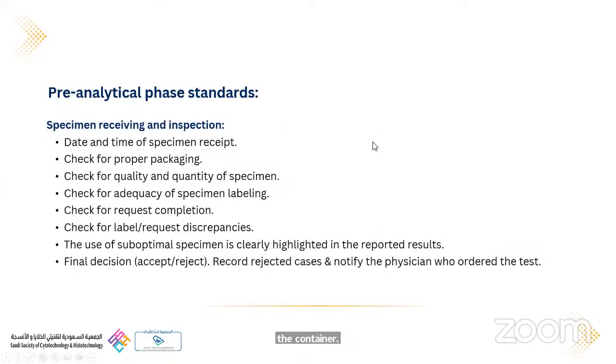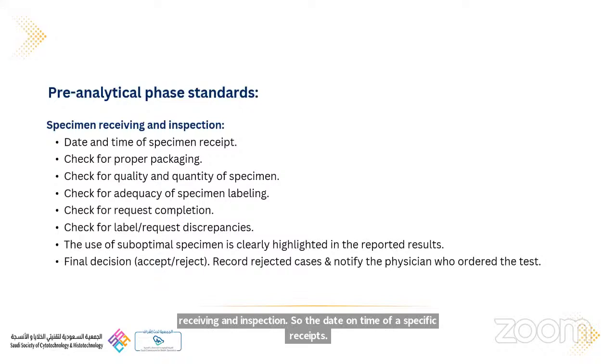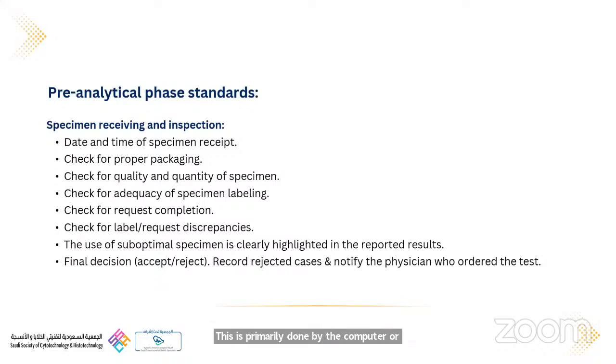All right, next, we're going to talk about specimen receiving and inspection. So the date and time of specimen receipt. This is primarily done by the computer or the LIS system. Check for proper packaging, check for quality and quantity of the specimen, check for adequacy of specimen labeling, check for request completion of the standards we mentioned earlier, check for label and request discrepancies, and if there is any suboptimal specimen, it has to be clearly highlighted in the reported result. And then the final decision, whether you accept or reject.